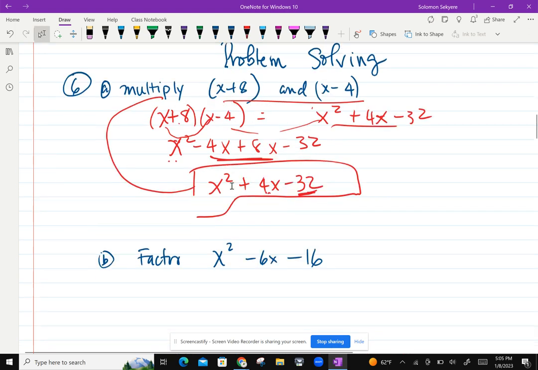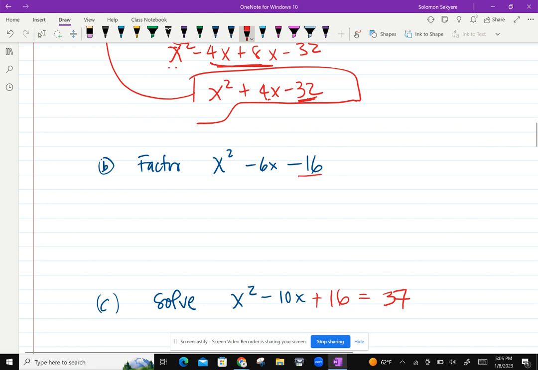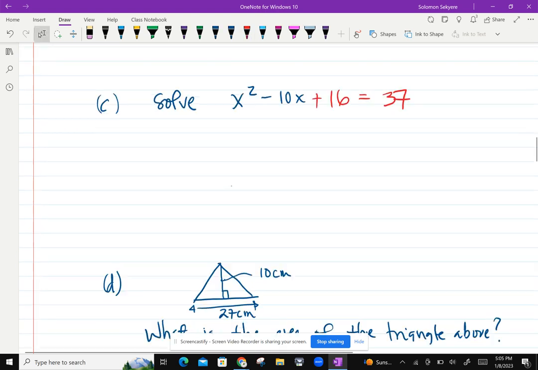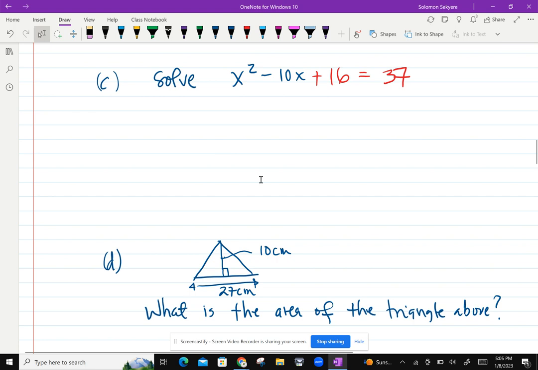So what do we do? We look for factors of negative 16 that add up to negative 6. What are those? Factors of negative 16. We can have several, right? Okay, so the ones that work will be negative 8 and positive 2. When we multiply these two, we get negative 16. When we add, we get negative 6. So the factors to this become x minus 8, x plus 2. You're done.